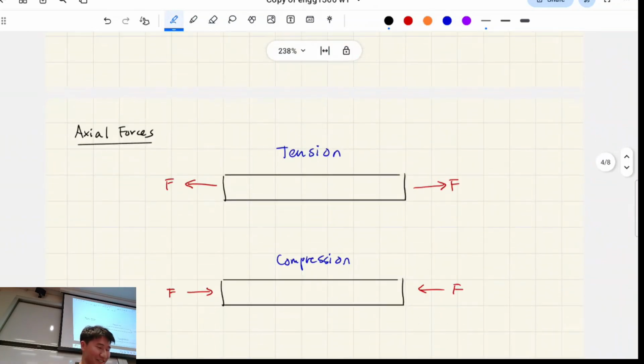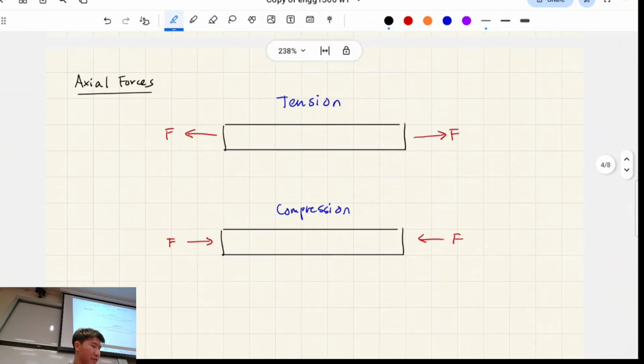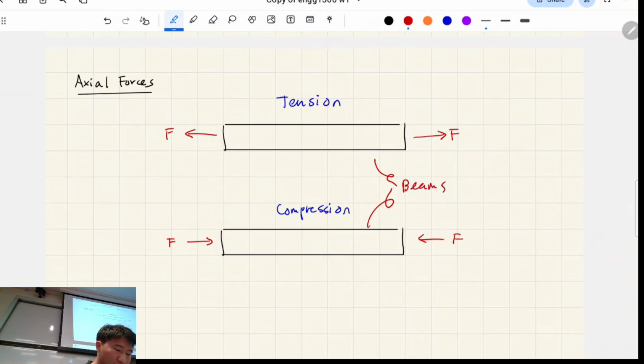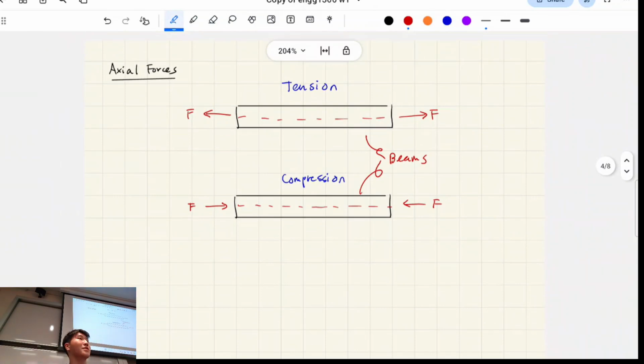Sorry, I don't know if that's the best explanation, but essentially these are axial forces because, for example, if these are beams, right? This would be the axis here, and axial forces act along the axis. So for tension, they're pulling away, and for compression, they're pushing in, right? Okay, cool. That's basically all the theory I had to go over at the start of this lesson.